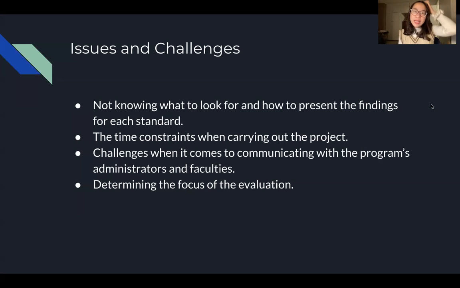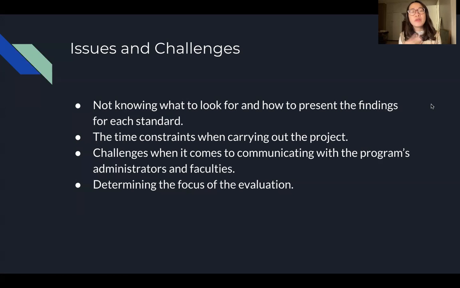And then I also realized that time is always a problem in carrying out any project, but especially with this one, given the fact that I was not feeling well for some time, and I had to make sure that I put everything together and also understand the assignment really well before actually doing anything. So the time constraints were really a challenge for me.